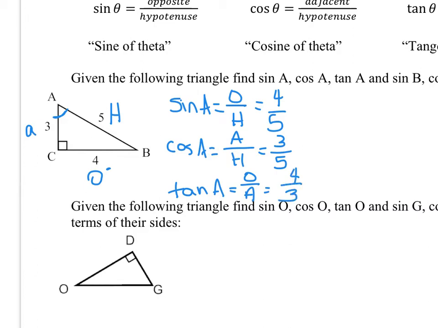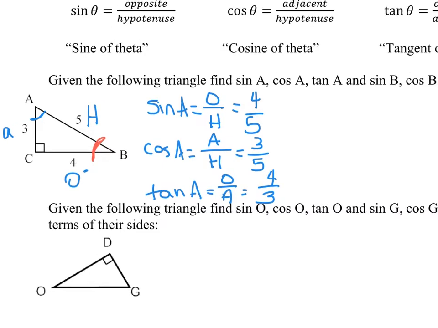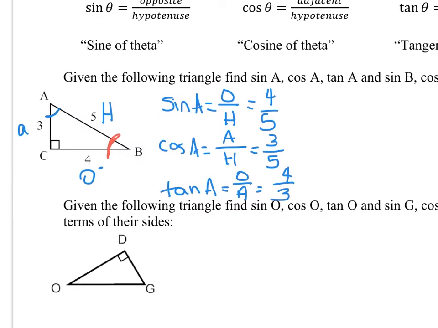So then if you want to do B, I'm going to change B to be red because for some reason I can't erase. Okay, now that's B. For B now, this isn't adjacent anymore. This is now the opposite. Between the angle and the right angle, it's now the adjacent. So now it just switches around a little.